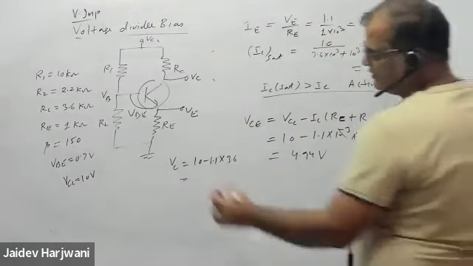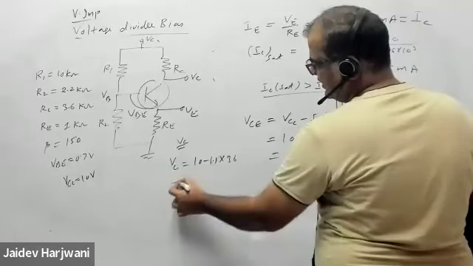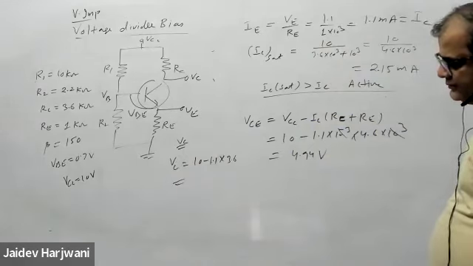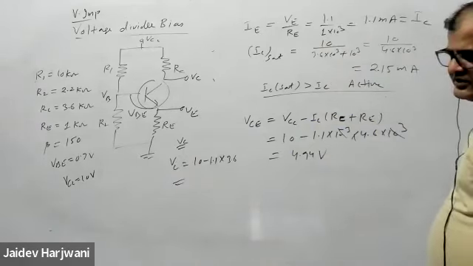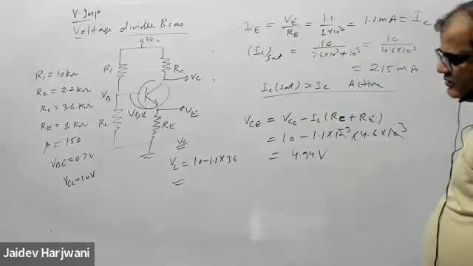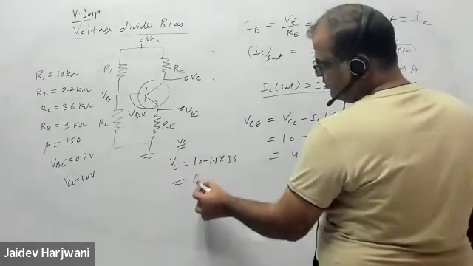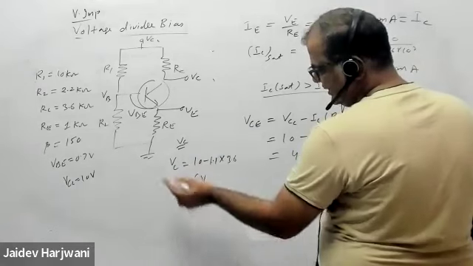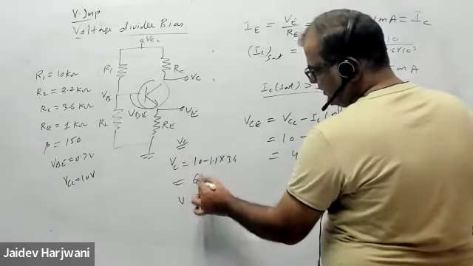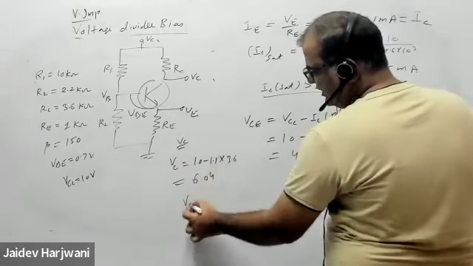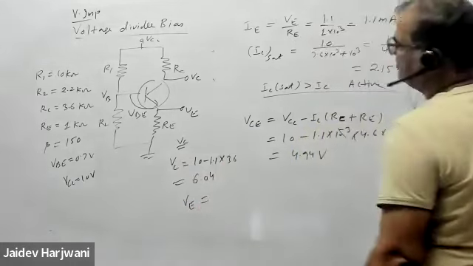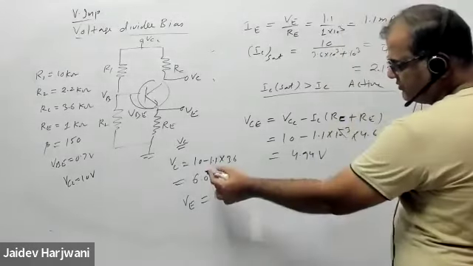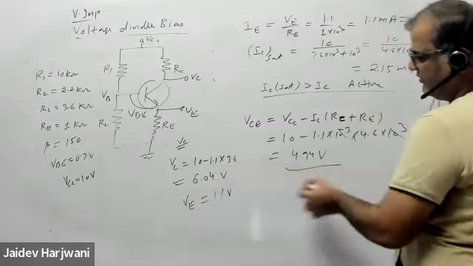I'm calculating VC. How much will it come? Ten minus 3.6, so almost 6 volt. Almost 6 volt will come. You can check it. And then you have 6.04. Okay. And what is VE? We have calculated just now, 1.1 volt. Okay. You can calculate VCE. 6 minus 1.1, again the same thing will come.